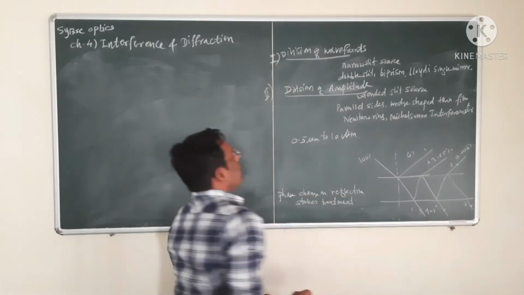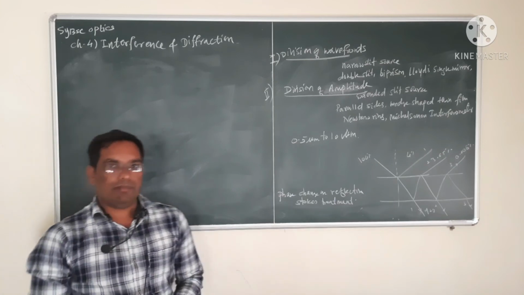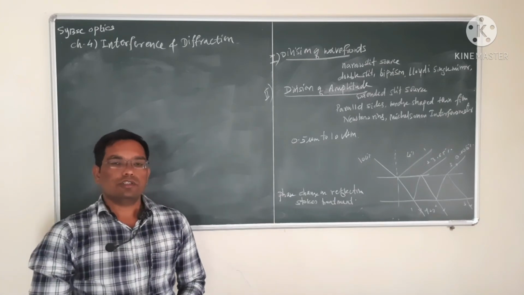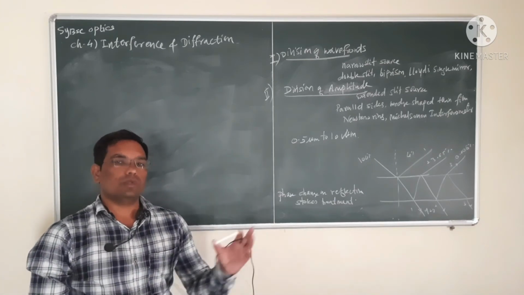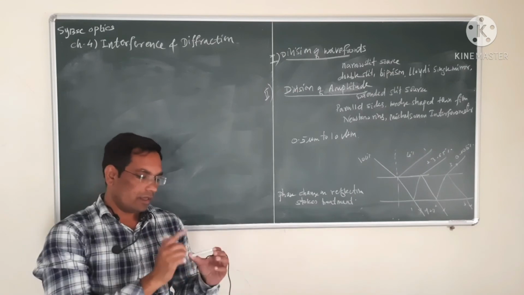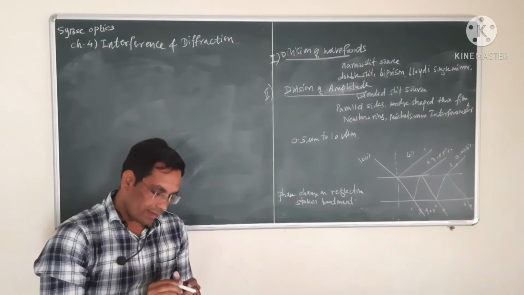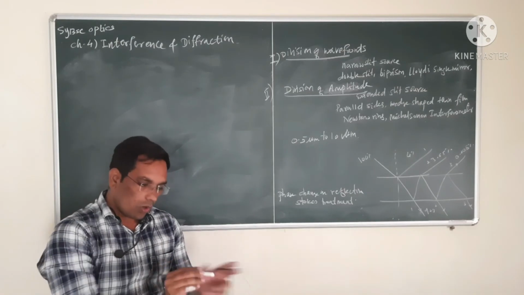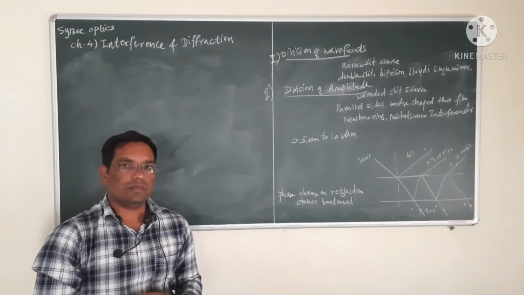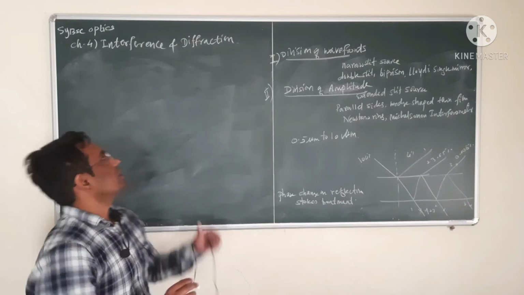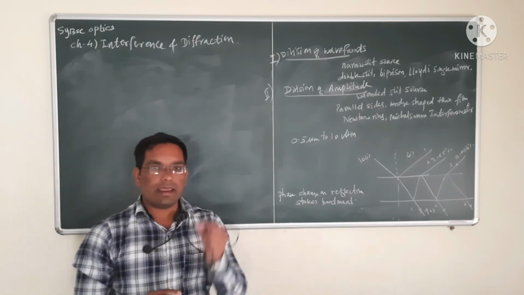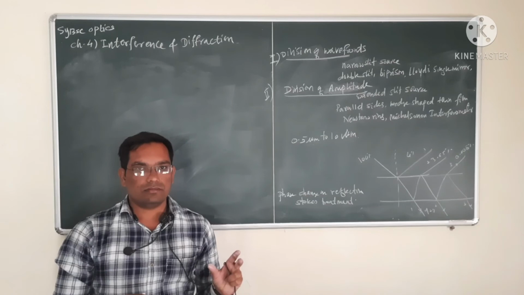Now what is meant by division of wavefronts and division of amplitude? Suppose we have a single source and we have to get interference from that single source. Then we have to split that light ray into two or more light rays to get interference, because interference must be obtained by at least two waves.